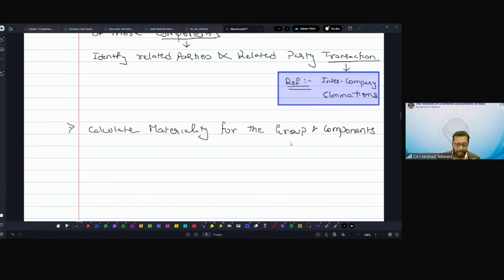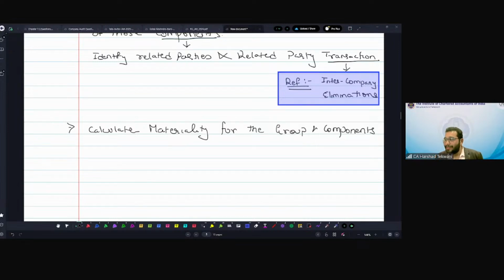See, I am asking so many questions so that I can make the session interactive. And the more you try, don't worry about wrong or right answers. The more you try to answer, the more you will understand the concepts and how things work at the ground level and in practical scenarios. So I will calculate materiality for the group and components. It is written, but why do that? No? No one? Okay.